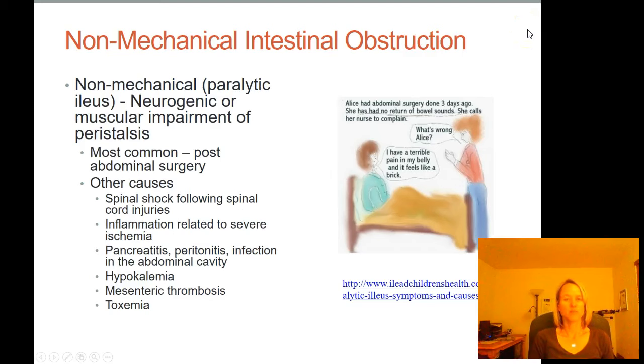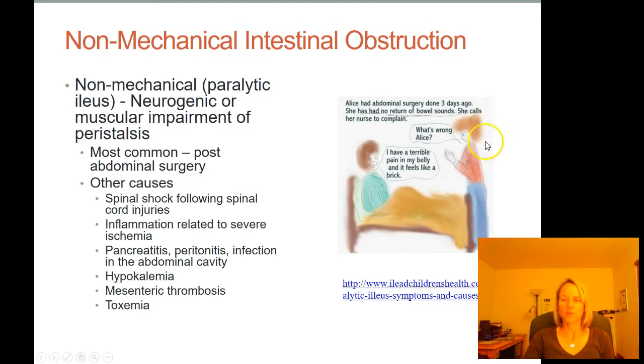Non-mechanical intestinal obstruction, also called paralytic ileus. This is where we have neurogenic or muscular impairment of peristalsis. It most commonly occurs post-abdominal surgery. Other causes include spinal shock following spinal cord injuries, inflammation related to ischemia, pancreatitis, peritonitis, hypokalemia, mesenteric thrombosis, and toxemia.